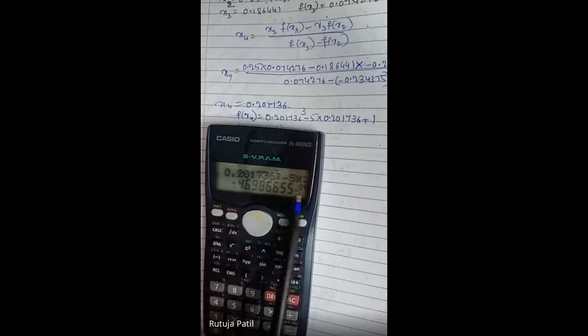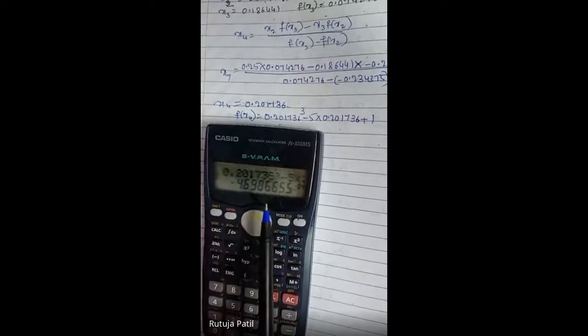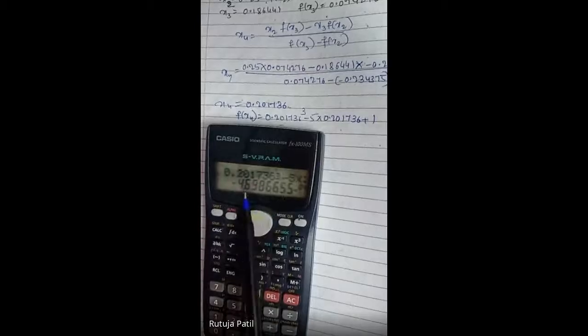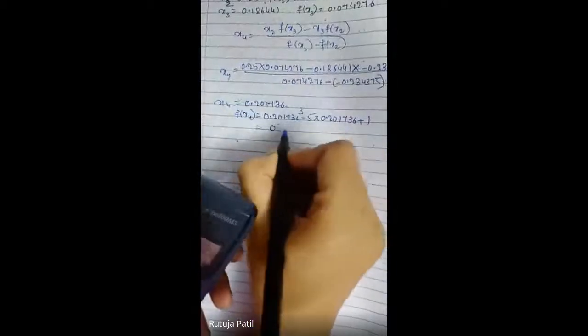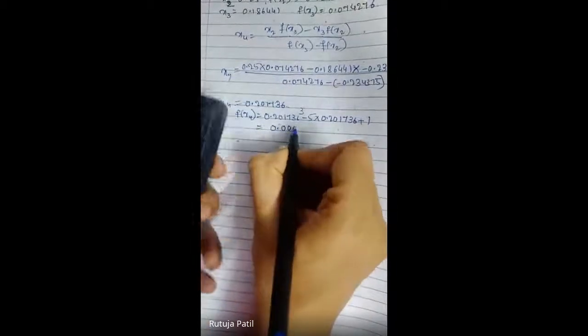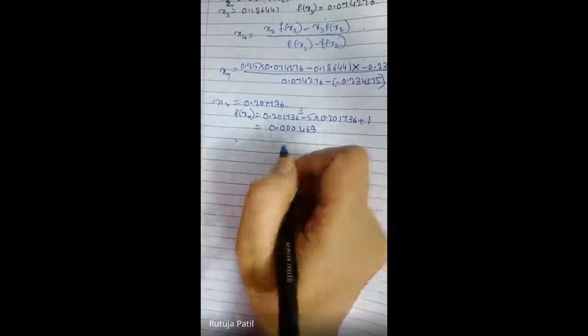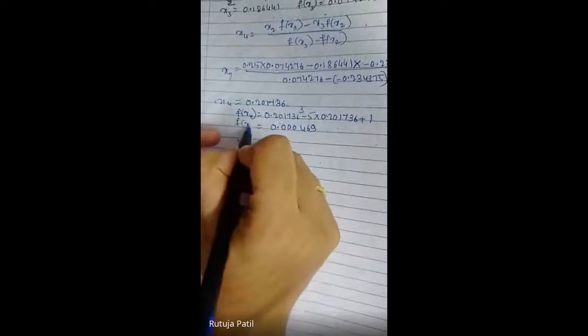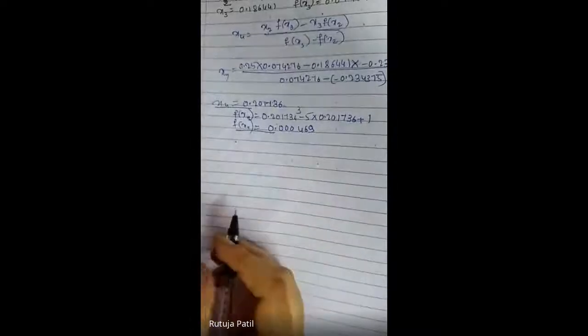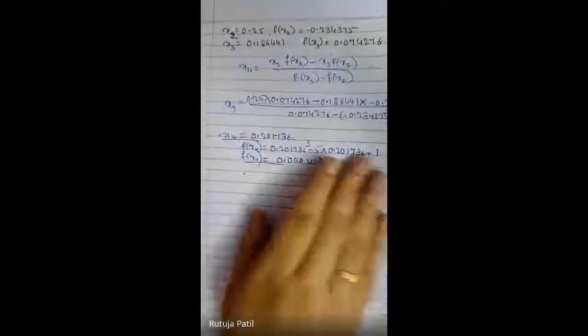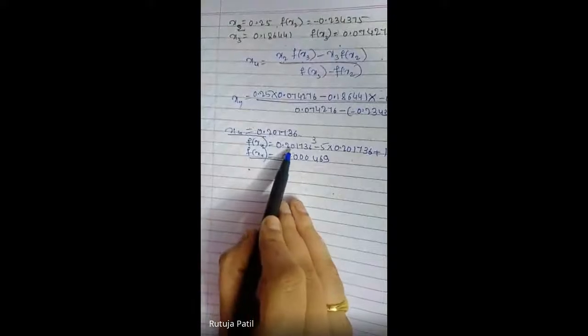So what I need to do, I can't keep my answer in this format. So I need to transfer this decimal point, 7, sorry, not 7, 4 positions towards the left, right? So if I do that, what I'll get? 0.000469. Okay, so this is my f of x4. Now we have this as x4 and this is our f of x4. So it is not over still. Again you check here, x4 is 0.201.